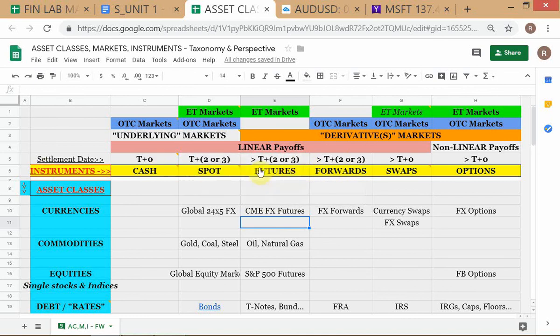Are you able to follow this notation? What I mean is that the settlement date for futures and forwards is much greater than T plus 2 or 3, so it is further out than spot. Similarly, these are given as just greater than T plus 0, but usually they are much longer, much further out.